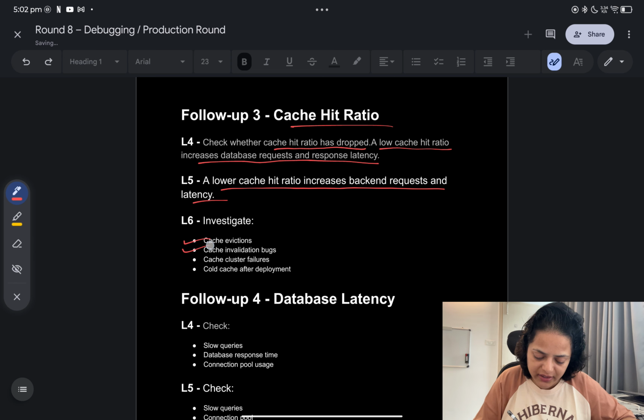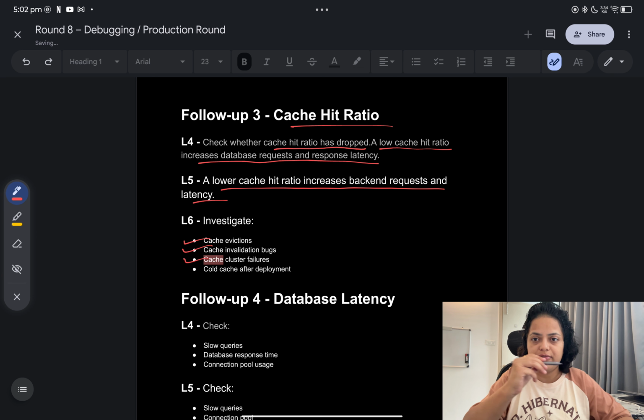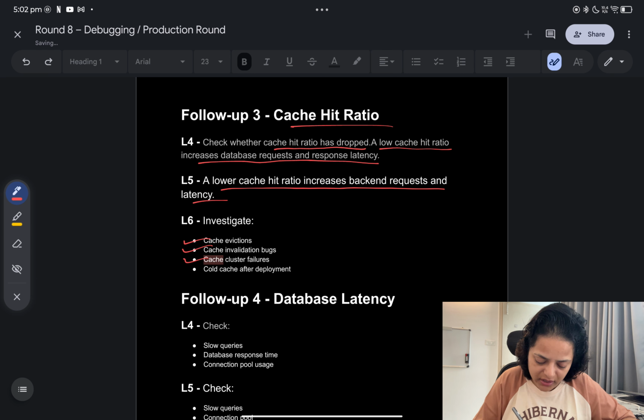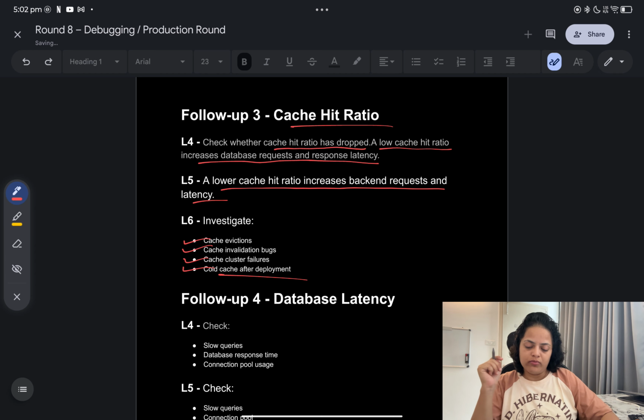Then he will check cache invalidation bugs. Then cache cluster failure. The cache would be in a cluster, right? So if there is any cluster failure, or a cold cache after deployment, okay? Now follow-up question 4 is related to database latency.